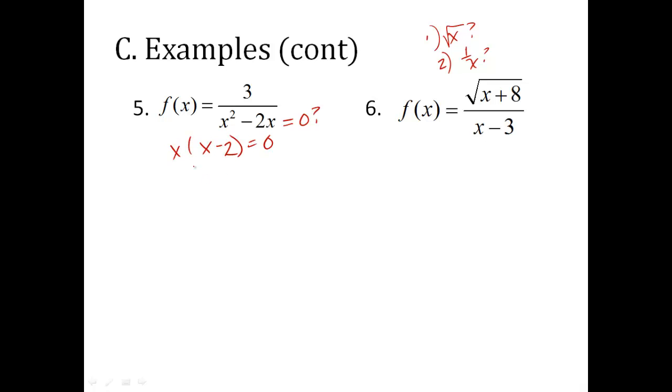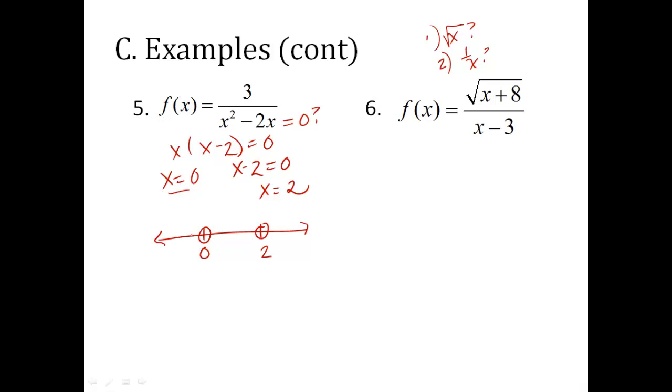I'm going to set each portion equal to 0 and solve it for x. So if x is 0 or if x is 2, then my denominator equals 0. I cannot have that in my function, so that's where the domain is limited. So on my number line, I have 0 and I have a 2. I cannot have x equal either one of these or my fraction is undefined. So I put open circles.